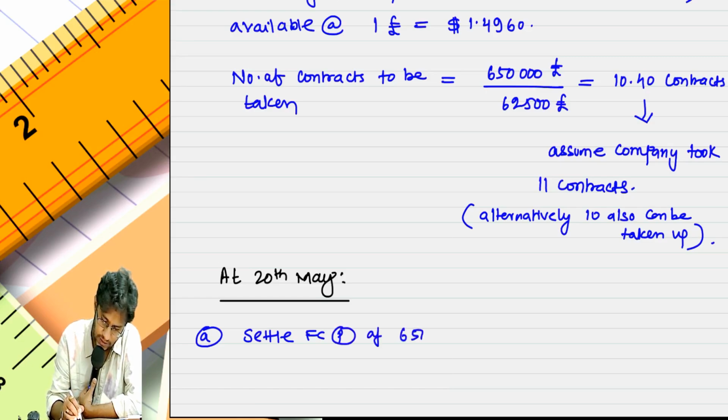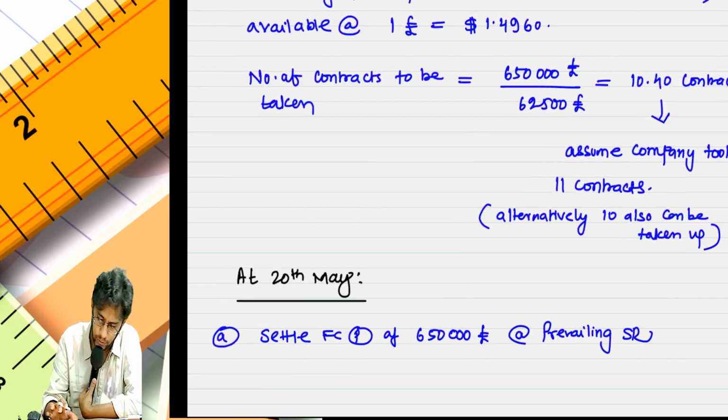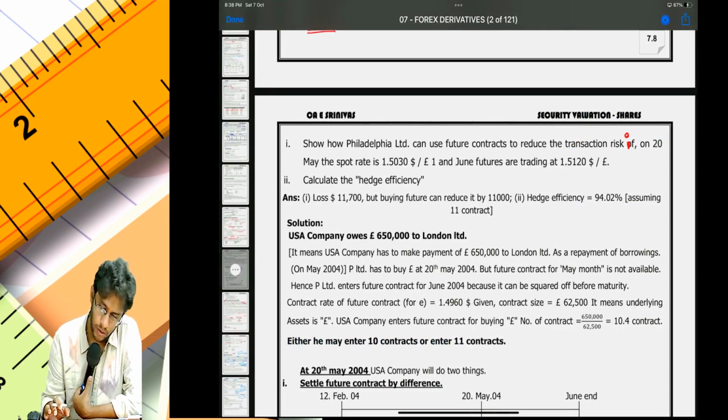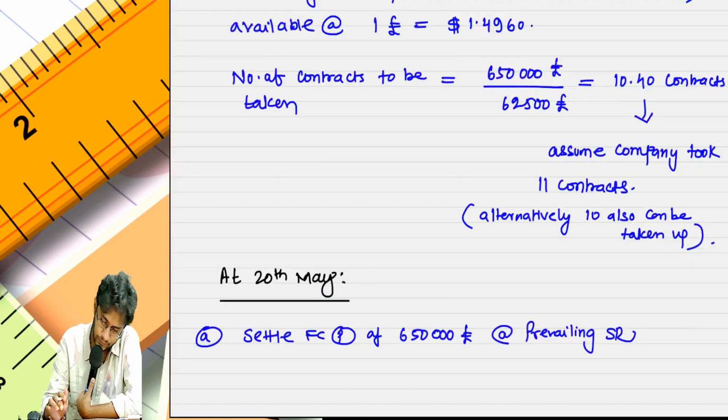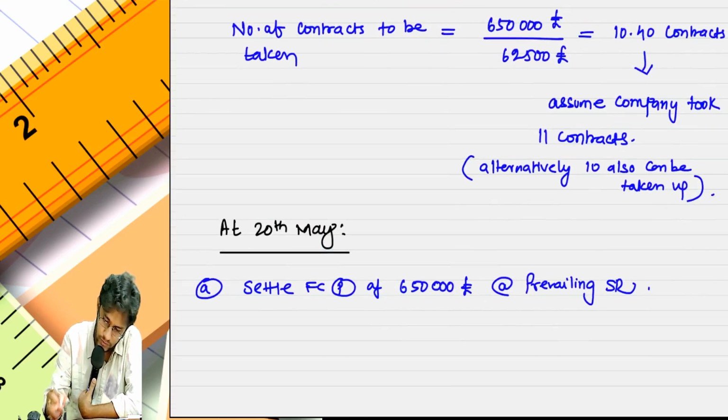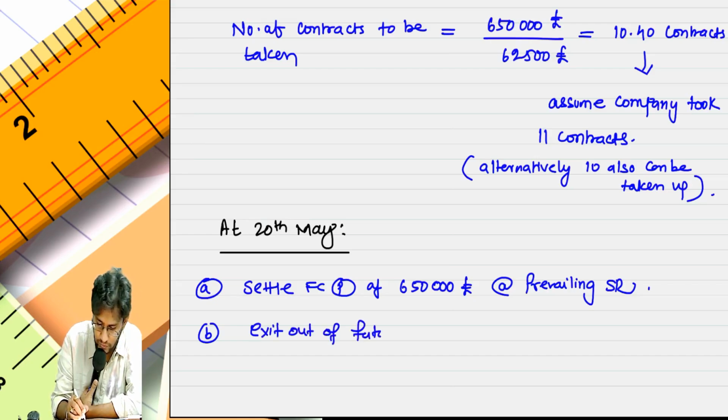of 6,50,000 pounds at the prevailing spot rate. One-way quote, two-way quote? One-way quote. Anyway, B bit: exit out of the futures market.